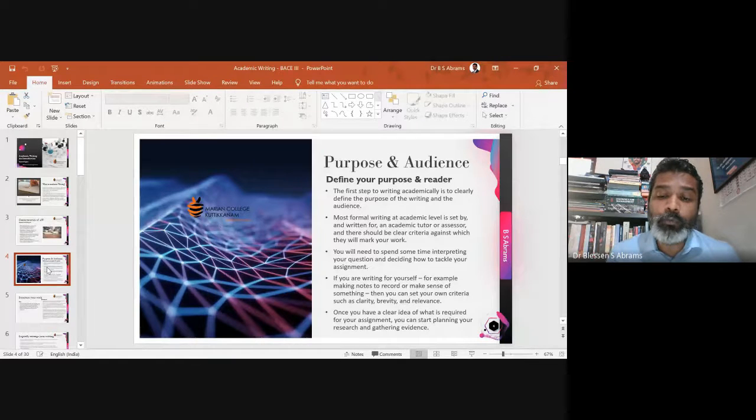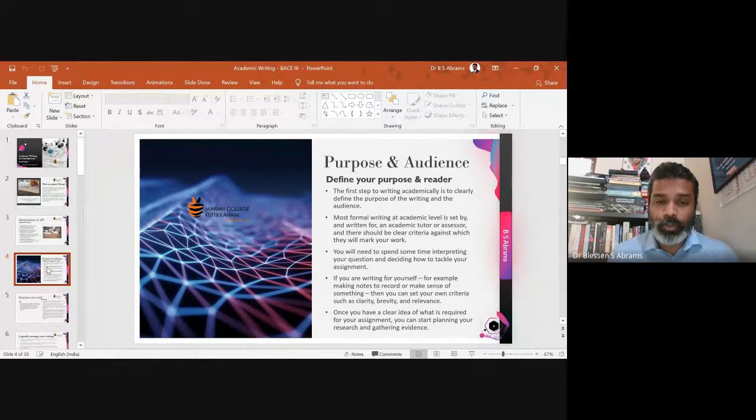Once you have a clear idea of what is required for your assignment, you can start planning your research and gathering a lot of evidence. A lot of evidence will add more marks to your academic writing, even if it is for evaluation on the basis of your academic evaluation, academic marks.